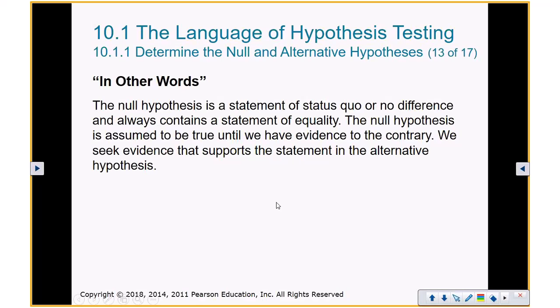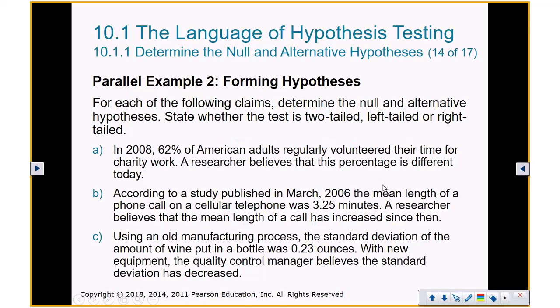Because I'm going to tell you, we are in, right now, the hardest section in probability and statistics. Okay? For each of the following claims, determine the null and alternative hypothesis. Okay, these are three good examples. In 2008, 62% of American adults readily volunteered their time for charity work. A researcher believes that percentage is different today.